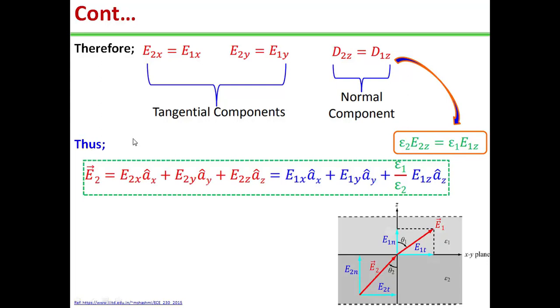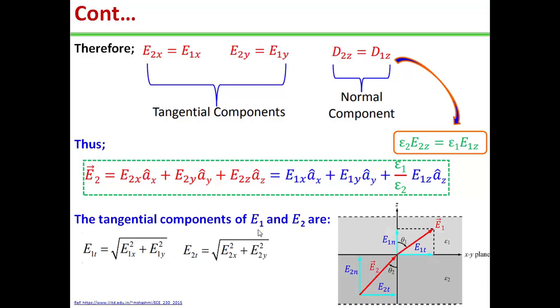Thus, we can write the electric field in medium 2 as E2 = E2x ax + E2y ay + E2z az, continuous as the tangential component. So E2x = E1x, E2y = E1y, whereas E2z = (epsilon 1 divided by epsilon 2) E1z. So we can write E2 = E1x ax + E1y ay + (epsilon 1 divided by epsilon 2) E1z az.